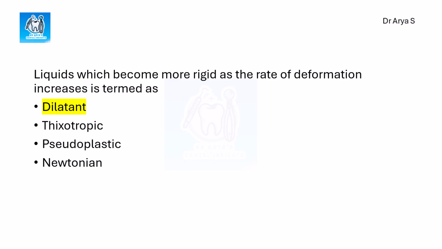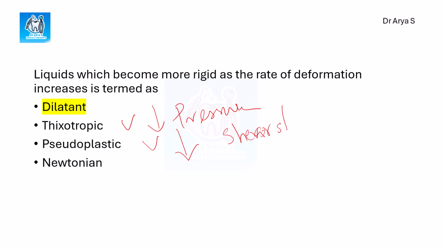So here the viscosity of the liquid increases with increase of the shear stress. That is dilatant. What is thixotropic? It is the viscosity of fluid decreases under pressure. So viscosity decreasing under pressure is termed as thixotropic. And pseudoplastic means viscosity decreases with increase in shear stress, until they reach a constant value.